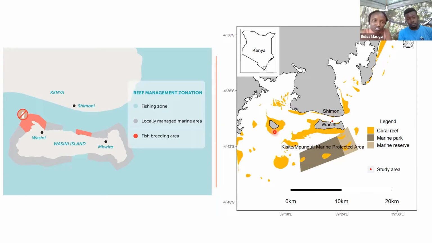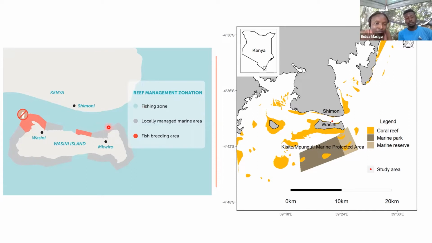So this is where we put our structures. On this picture, we can see a closer view of our restoration area. This is Shimoni. The red part is the fish breeding area. The idea of having this area is to ensure that fish have time to breed and to increase in populations. Because the goal of our restoration was to restore the degraded area, to help the fisheries increase, and to increase the fish population in this area.